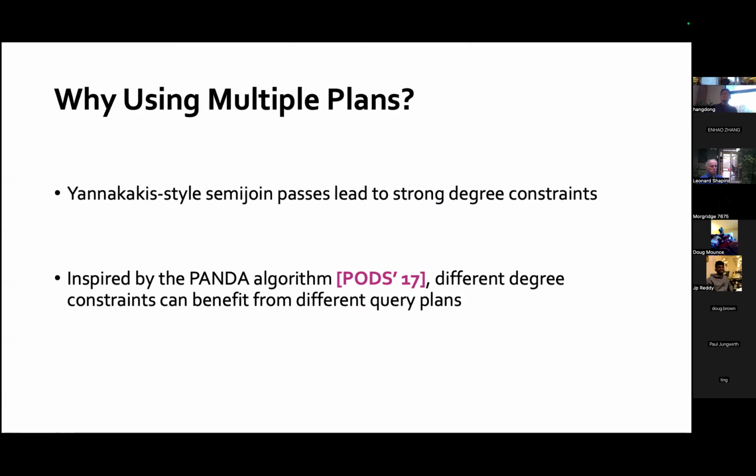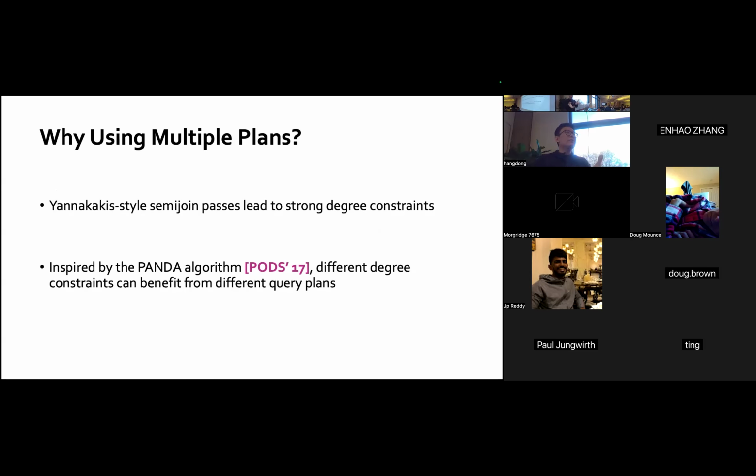Why do you want to use multiple plans instead of the Yannakakis style of just picking one plan and running it? The reason is that Yannakakis-style semi-join passes can lead to implicit but strong degree constraints. Just understand it as: using semi-joins, the data can behave in certain ways that you can leverage to get a better runtime. This part is also inspired by the PANDA algorithm, where using different statistics of different parts of the data can benefit from a different query plan. So for certain parts of the query, running plan 1 is better, whereas for other parts, running plan 2 is better. We want to make the split so that each part goes to its respective query plan.